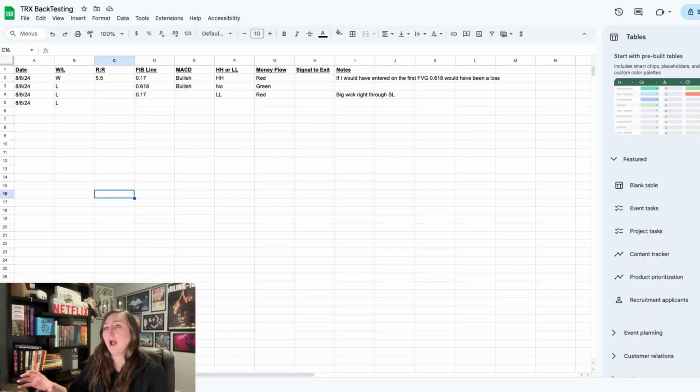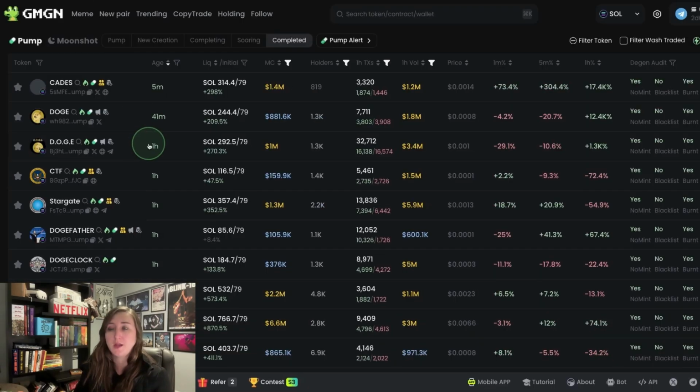If you want to practice test before you get started, make an Excel sheet or a Google Sheet. Go in there and log some trades. Say, oh, hey, I saw a coin pop up with these filters that I would have chosen and bought in at this price for this amount. Did I win or lose, and how much?